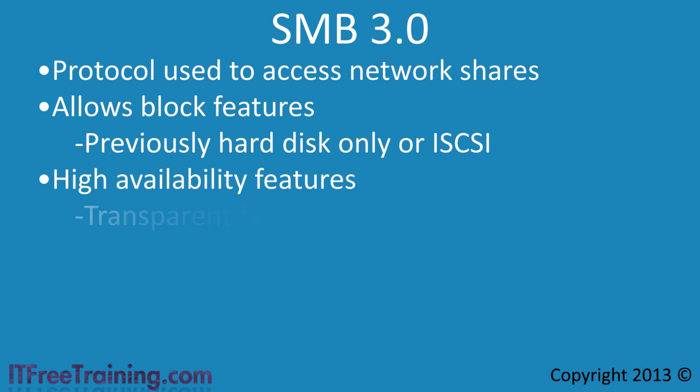SMB3 also provides high availability features. For example, it allows transparent failover. Often when a server hosts a file share and it was to fail, the user was redirected to a different server and the process would result in a dropped connection. The computer would reconnect to the file share on the new server, but the process was not smooth and was noticeable to the user. Hopefully, with SMB3, when a server fails, the user will be redirected to another file share containing the same data, and they may not even notice.